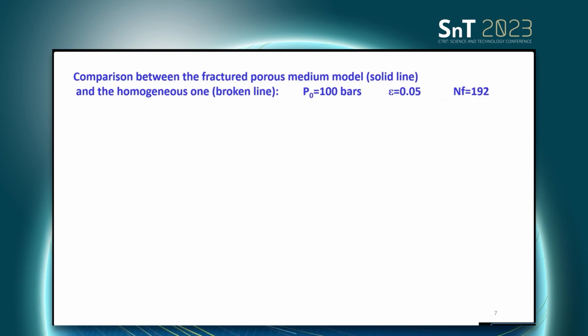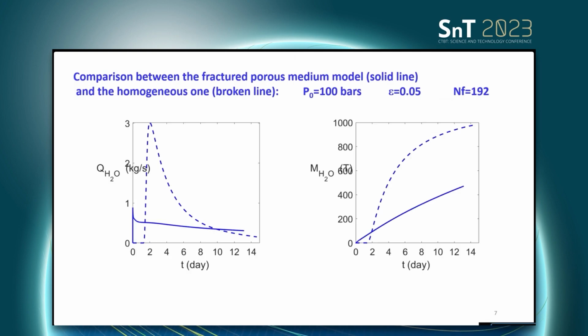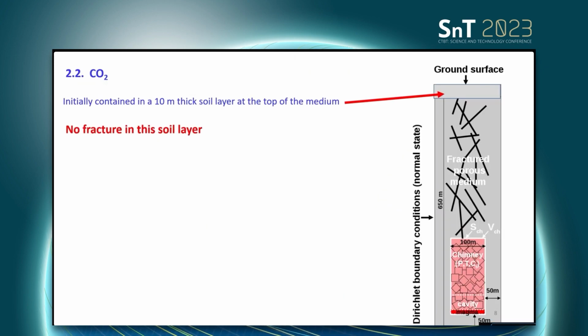If I compare the two models, the full one and the homogeneous one, on one hand, they are quite different. On the other hand, you see that the orders of magnitude are conserved, so it's not so bad. Now CO2: we assume that CO2 is contained in a 10-meter thick soil layer at the top of the medium without any fractures.